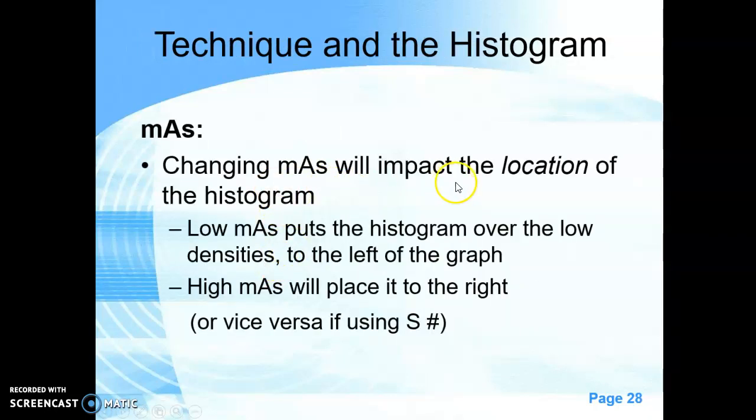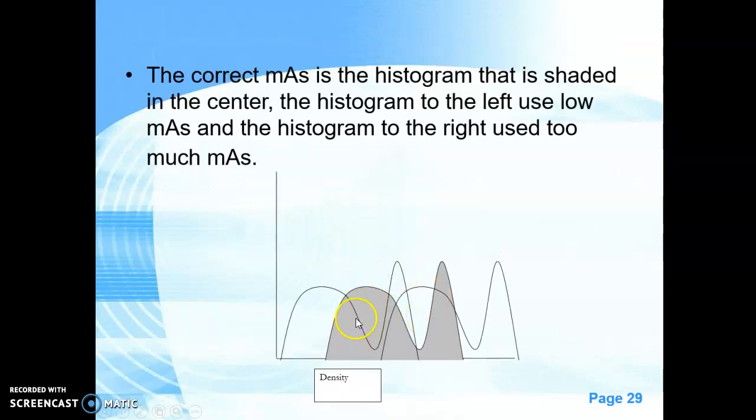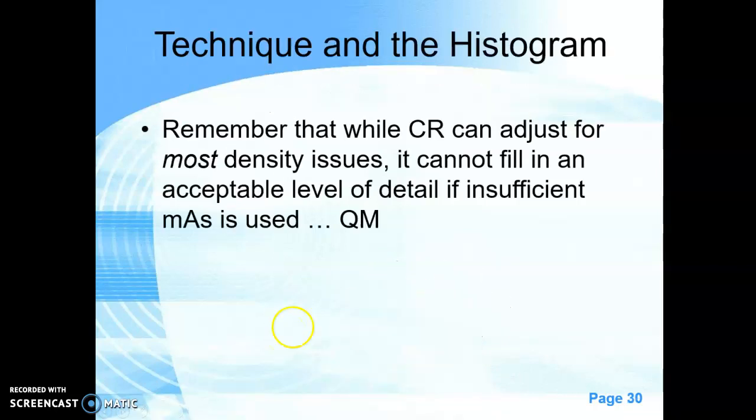Mass affects the location of the histogram. It puts the histogram over the lower densities to the left. High mass will place it to the right. This would be opposite if you're using S number values. In the shaded area here, we have a normal histogram. If you follow the line here to the right, this is an image with too high of mass. We have shifted over the higher density values. If you follow this line, we have shifted to the left. These are lower density values.